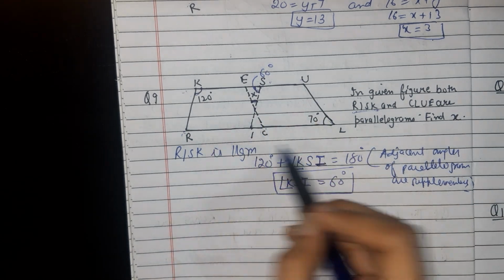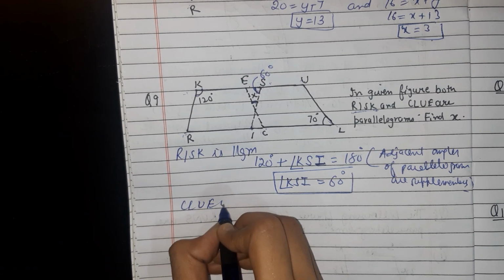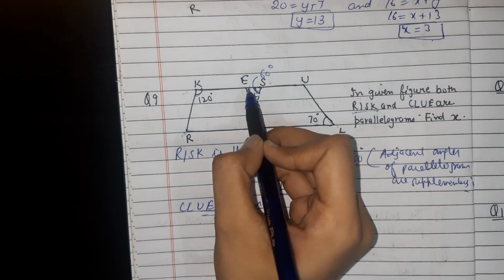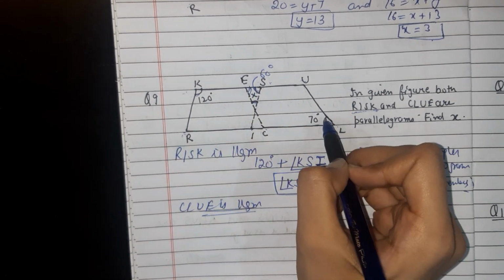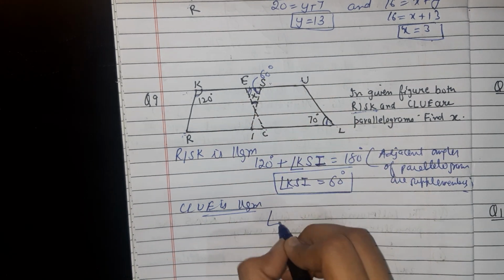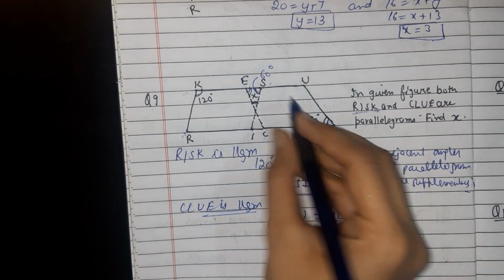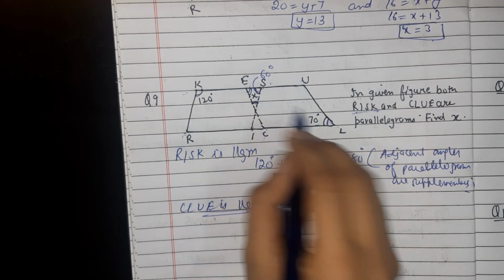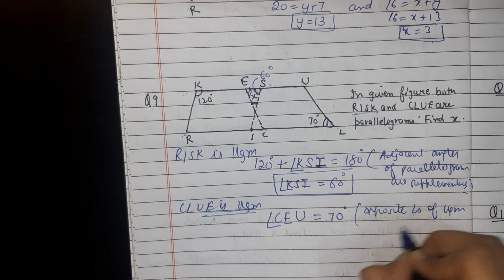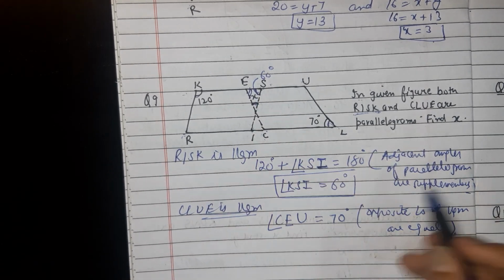Next we have the parallelogram CLUE. CLUE is a parallelogram, it is given, and we know the opposite angles of the parallelogram are equal. So angle CEU is equal to 70 degree, because the opposite angles of a parallelogram are equal. So this angle is 70 degree.